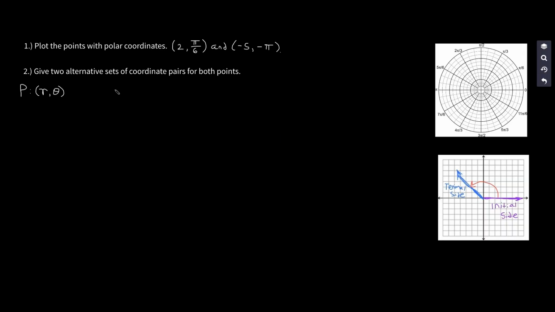Let's do an example. So this is a two-part question here. We're asked to plot the points with polar coordinates (2, pi over 6) and (-5, -pi). Then we're asked to give two alternative sets of the coordinate pairs for both points. Now, I wrote out P, which is a point in space that's represented by r and theta. We're naming a specific point P, and we're using two numbers, r and theta, instead of using our x and y. So r is the radial coordinate. R describes the directed distance from the center. It's how far you want to walk from the origin.